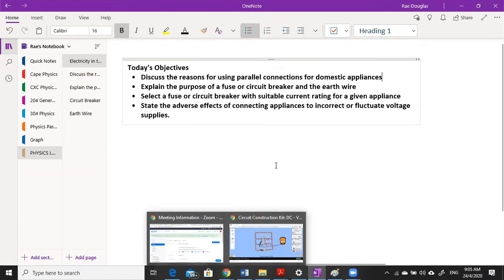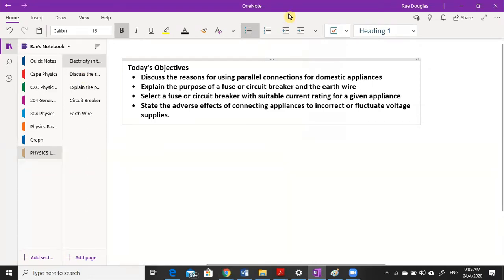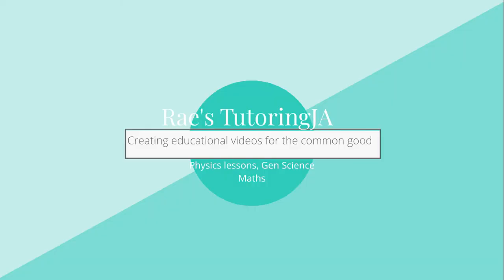Sir, probably the voltage for each appliance has to be different now, since each appliance takes a certain amount of voltage to be powered. Hold on. Remember, with parallel circuits, the voltage remains the same, but it is now the current that is divided. That doesn't change, all right?